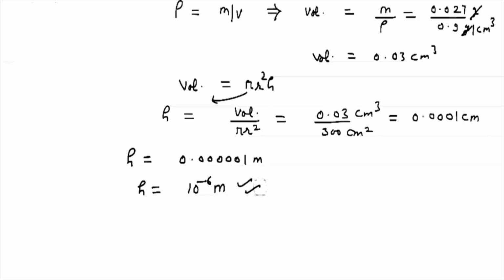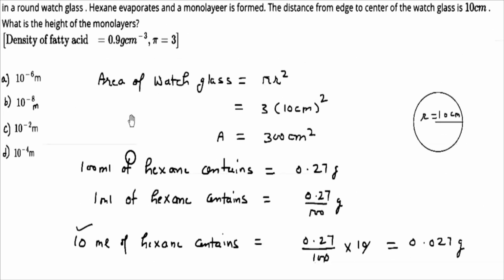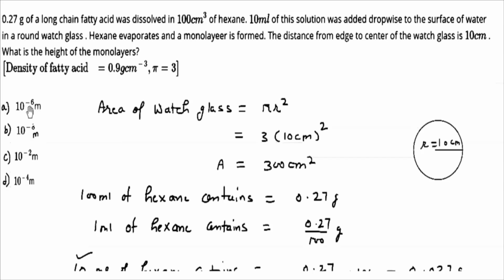Now let's check our options. Option A is 10 to power minus 6 meter, and the others are 10 to power minus 8 meter, 10 to power minus 2 meter, and 10 to power minus 4 meter. You can easily choose option A as the correct answer; options B, C and D are wrong. Hope this answered your question.